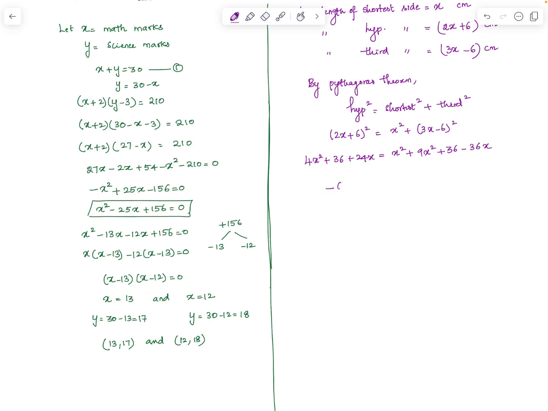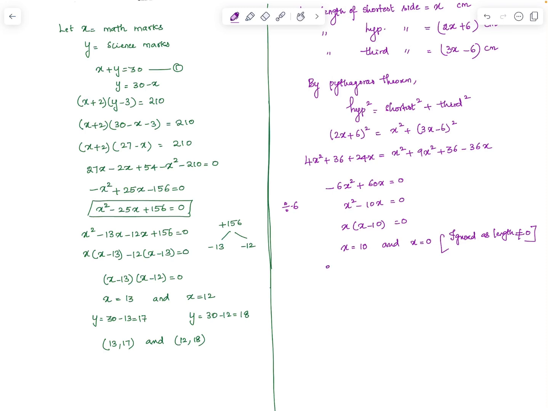On further simplifying, we get minus 6x square plus 60x equal to 0. Dividing this equation by minus 6, we get x square minus 10x equal to 0. That is x into (x minus 10) is equal to 0. The two values of x are x equal to 10 and x equal to 0. X equal to 0 is ignored as length cannot be 0.